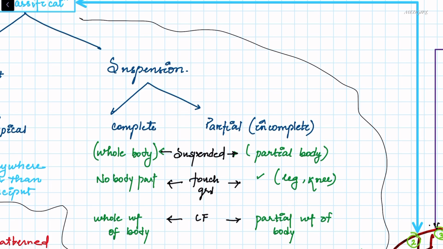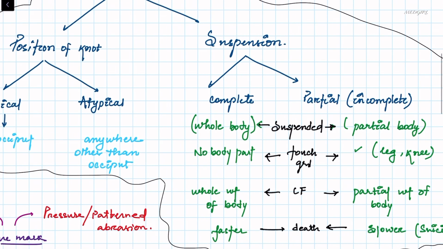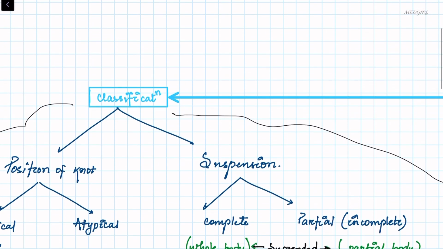Then in complete hanging, the constricting force is the whole weight of the body, and in partial hanging, the constricting force is a partial weight of the body. Death is faster in complete hanging, and slower in partial hanging, which is almost always suicidal. Now this is all about the classification of hanging.